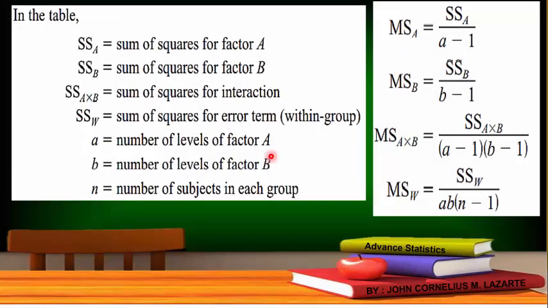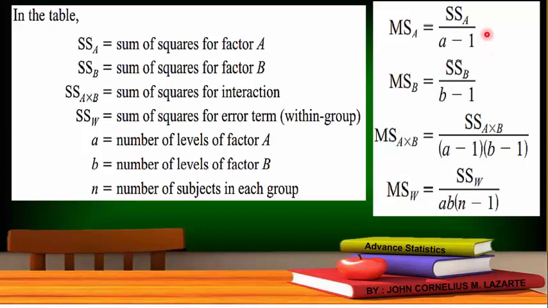In the table, SS sub A represents the sum of the squares for factor A, SS sub B is equal to the sum of the squares for factor B, SS sub A times B is the sum of the squares for the interaction of factor A and B, and SS sub W is the sum of the squares for the error term within group. A is the number of levels for factor A, B is the number of levels for factor B, and N is the number of subjects in each group.